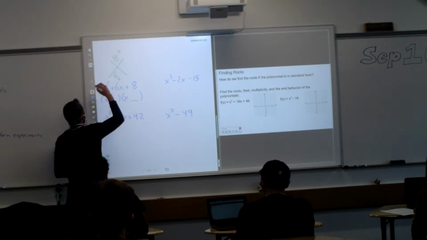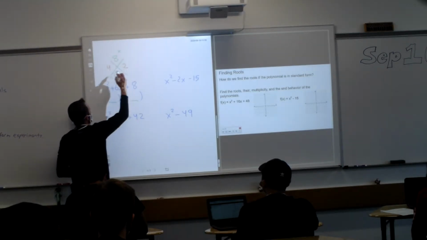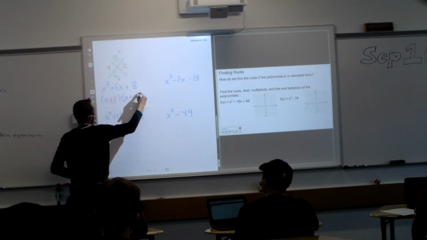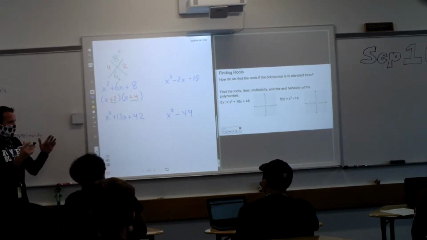Yes, so what I'm going to do is I'm going to put 4 and 2 right here. 4 times 2 is 8, 4 plus 2 is 6. And I just put those into parentheses, and then you factor it. Gold star.